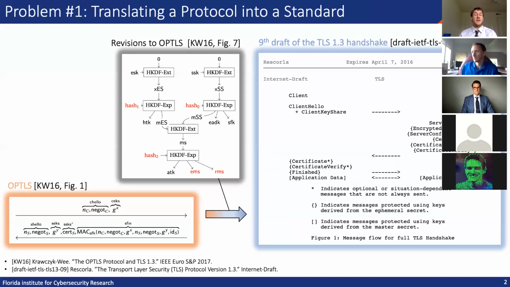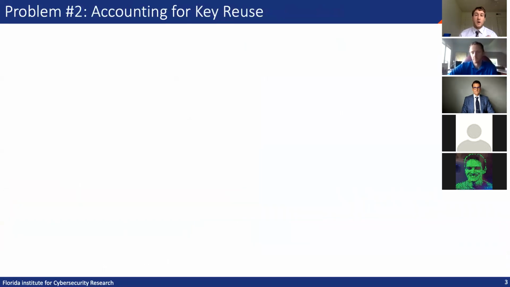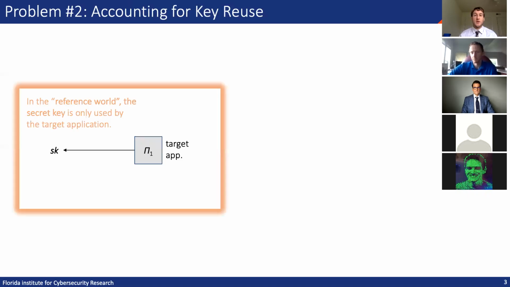But this does raise an interesting question. What, if any, of the provable security that supported the original protocol is inherited by the standard? Now, a related problem is the task of properly accounting for key reuse. When we formalize a security experiment, we usually imagine that the secret keys that we generate are only used by the target application that we're interested in studying.